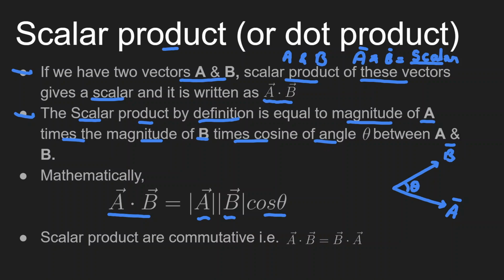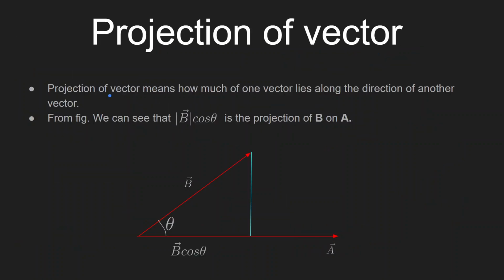Now this property we will use, that scalar products are commutative. Commutative means I do A dot B or B dot A, it is the same. So this property, this result, we will use when we see the unit vectors.